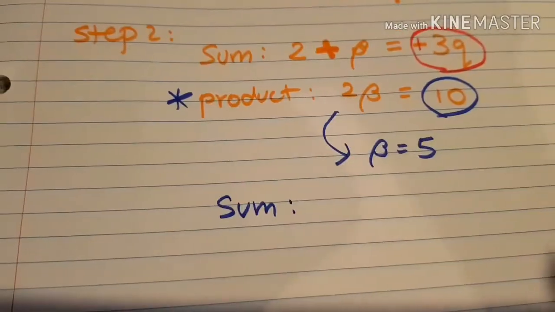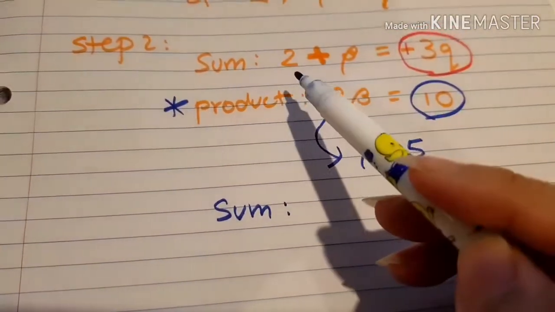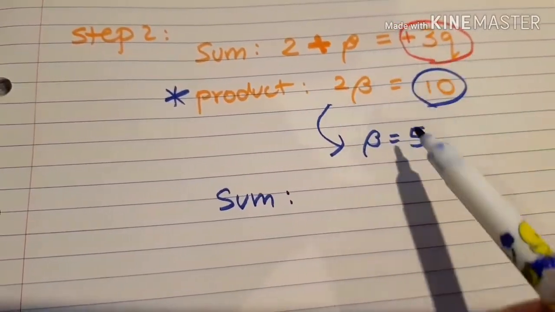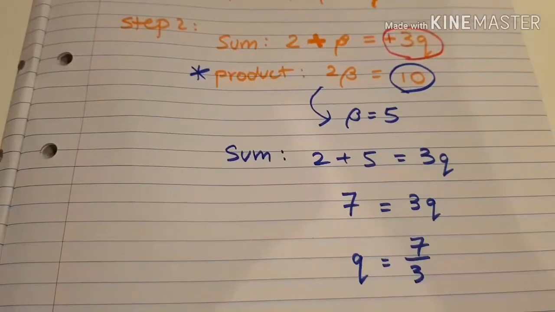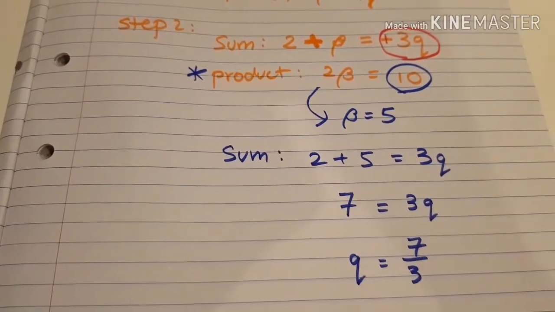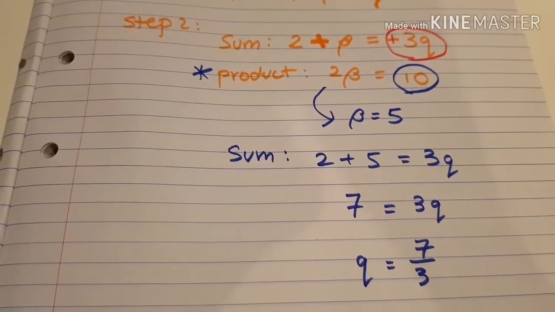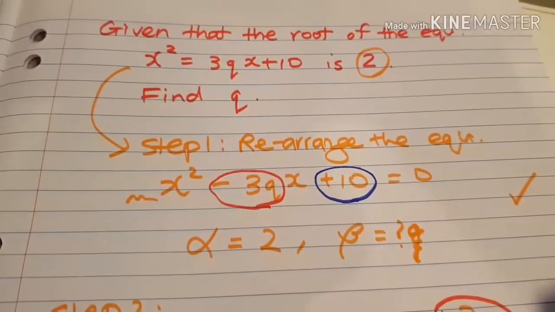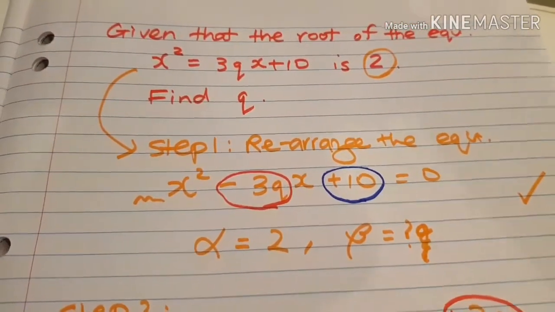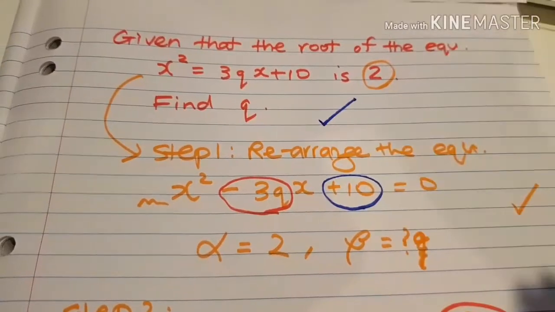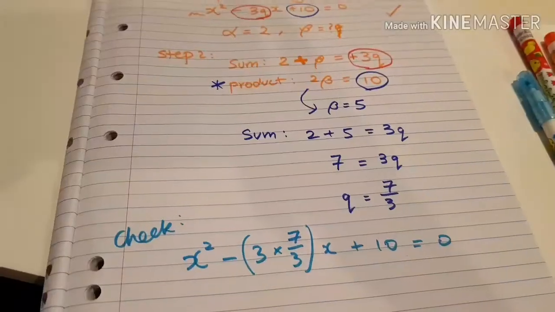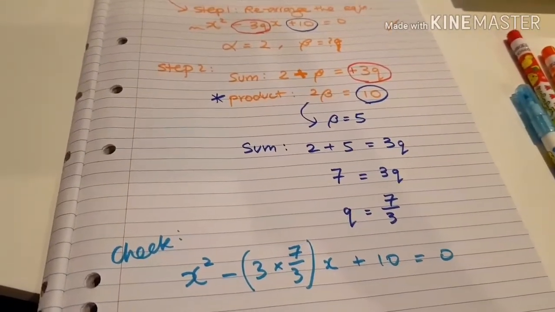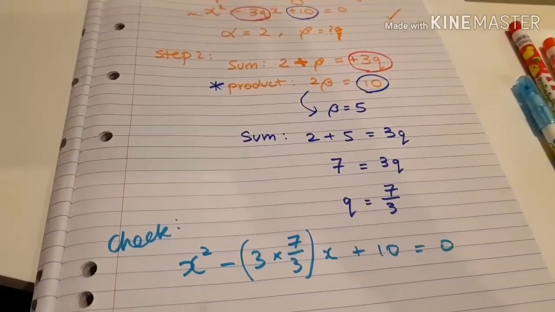By using that information, I can look back at the sum. 2 plus beta should be this, but beta is 5. So therefore, like this, Q has to be 7 over 3. In the question, it was asked to find out the value of Q. So therefore, yes, we have found the solution. Shall we check whether this is true? It will be a good tip for you to use in the exam.